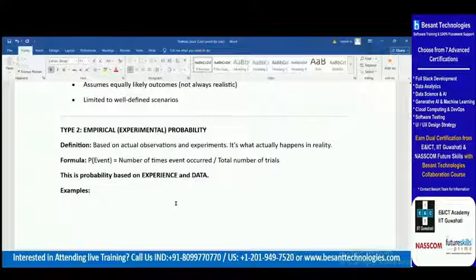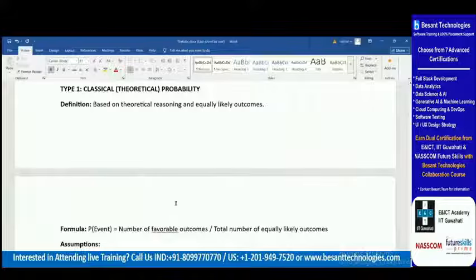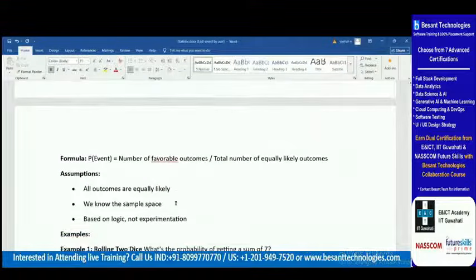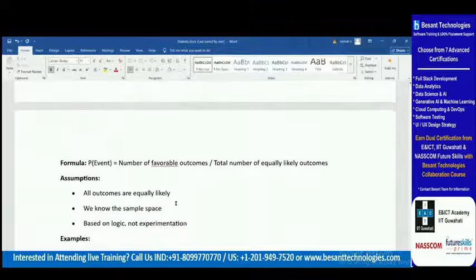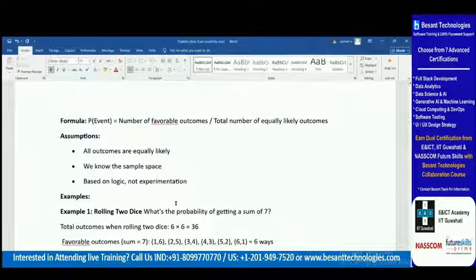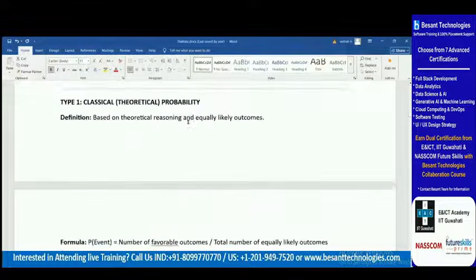So first one is classical probability. Classical probability is based on theoretical reasoning on equally likely outcomes. Before, in history, we will have some theoretical outcomes, and we take those and provide the probability of the event occurring. In classical probability, you will have surety of the event that is going to occur. Consider you're going to roll 2 dice. You know what the outcomes are, no? If the outcomes are known beforehand, that is your classical probability.